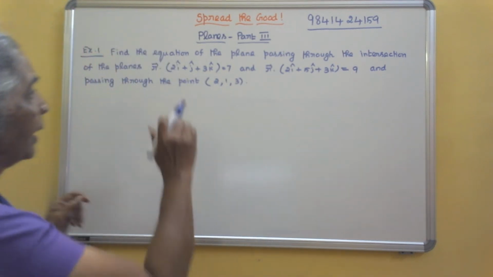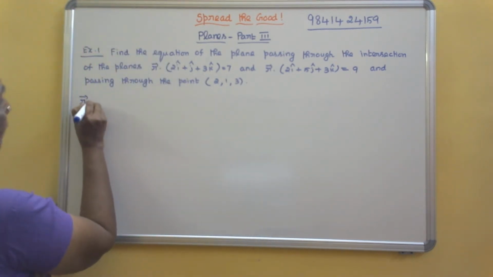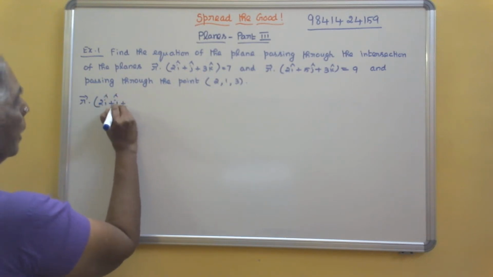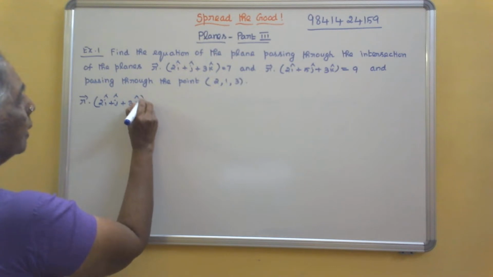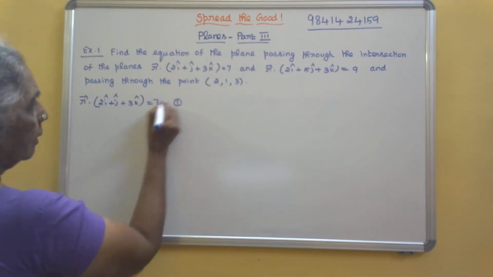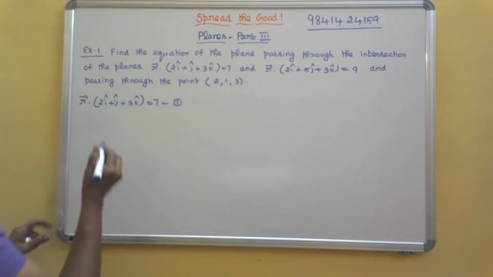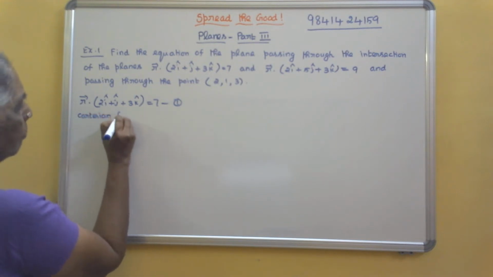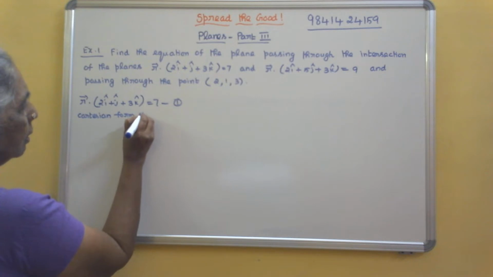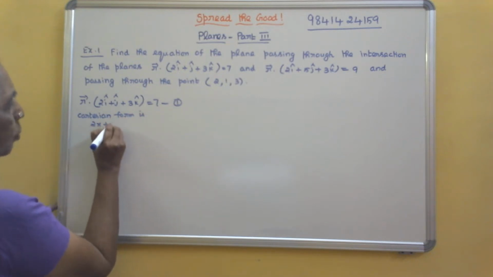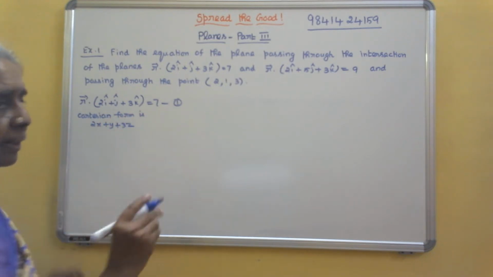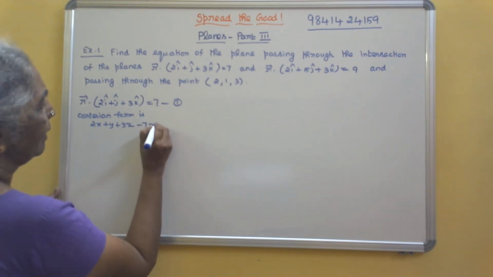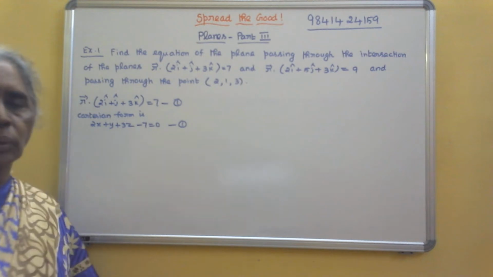Okay? So, now let us write the first equation. R vector dot 2i cap plus j cap plus 3k cap is equal to 7. Now I will write the Cartesian form for it. So the Cartesian form is 2x plus y plus 3z. Let me bring that constant 7 to this side. So minus 7 is equal to 0. This is also the plane one.